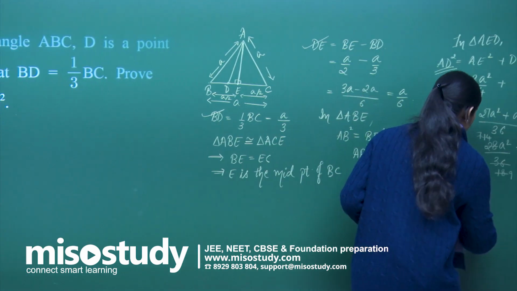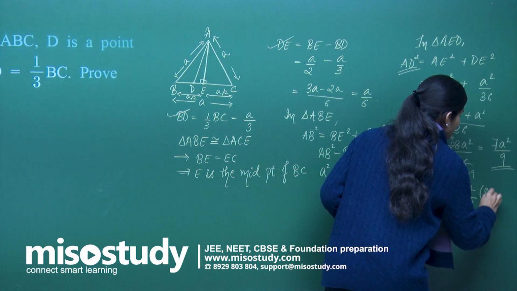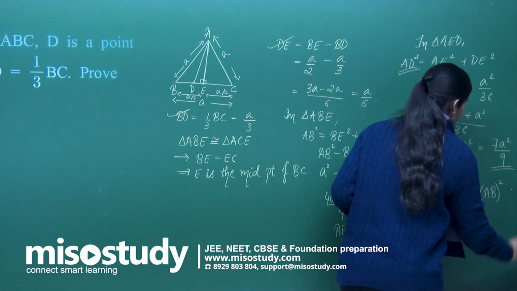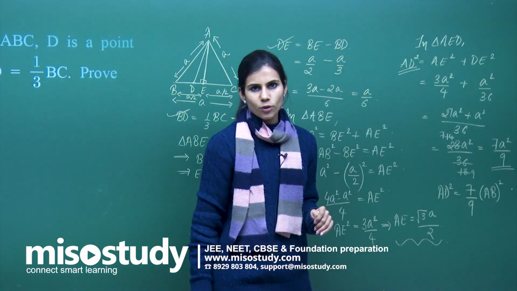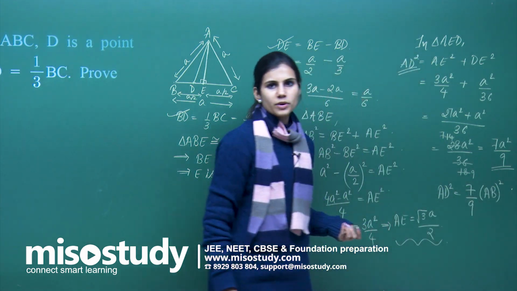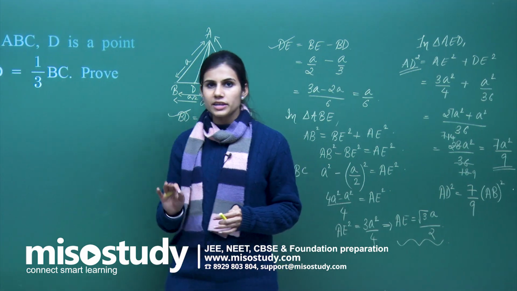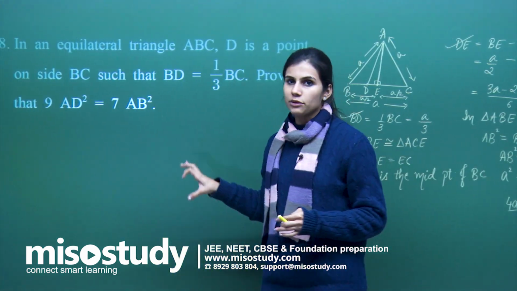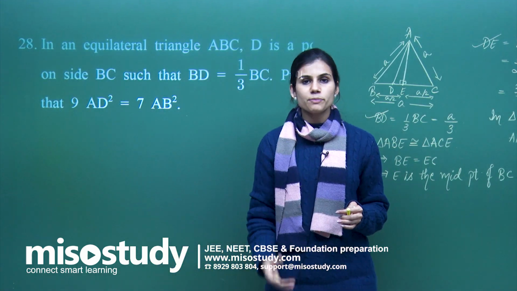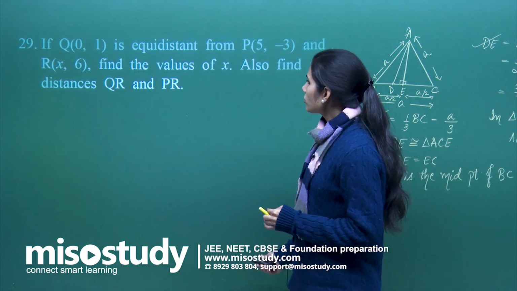So you have got AD square is 7 by 9 of small a square, that means AB square because AB's length is small a, or you can write it as 9 times AD square is 7AB square, it is the same thing. And that's how you proceed ahead to prove this very, very important conclusion related to this equilateral triangle. It's one of the most important questions which has great probability to be asked in your paper. Let's talk about the next question.